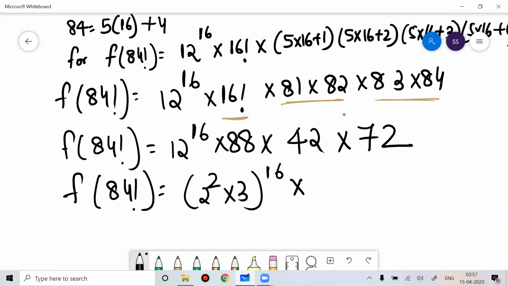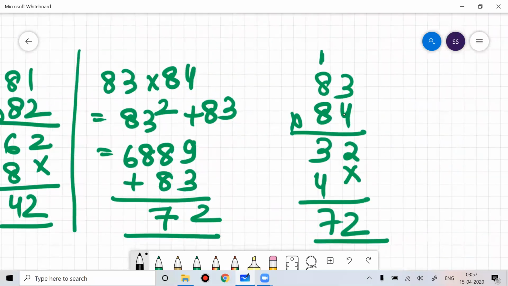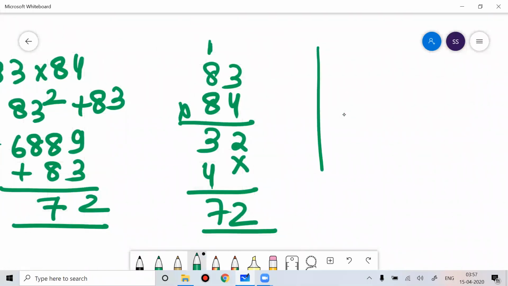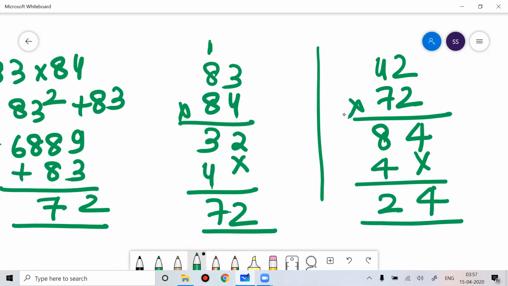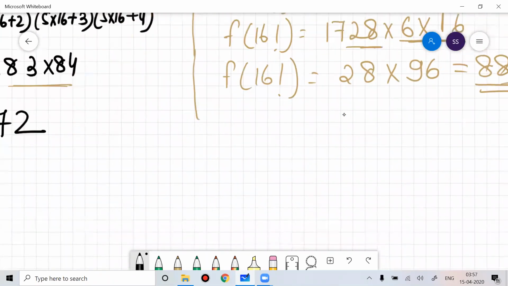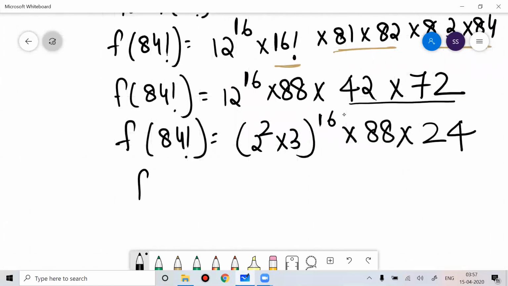Let's find 42 into 72, last two digits. So 2 twos are 4 and 7 twos are 14, and 4 twos are 8. So this is 4, this is 2. So the last two digits are 24. The last two digits of this are 24. Okay, great. Now what to do?